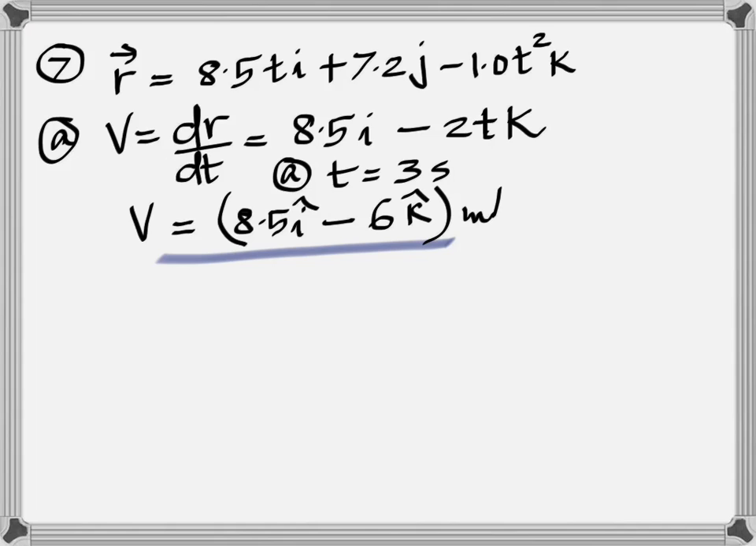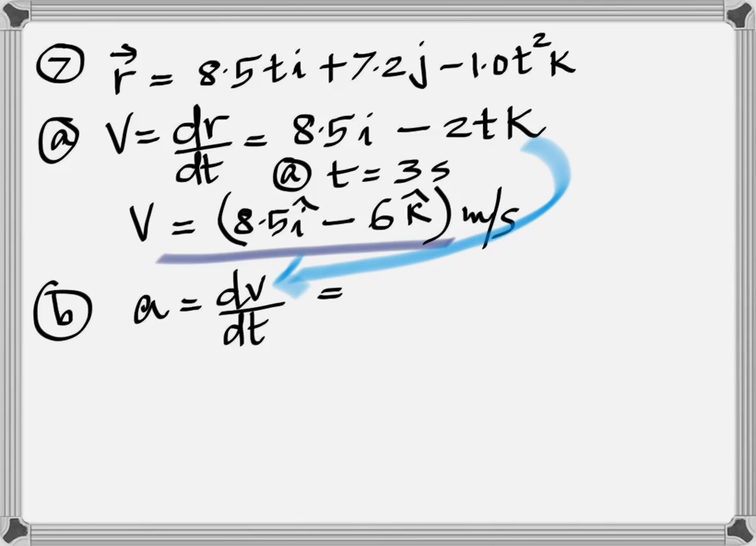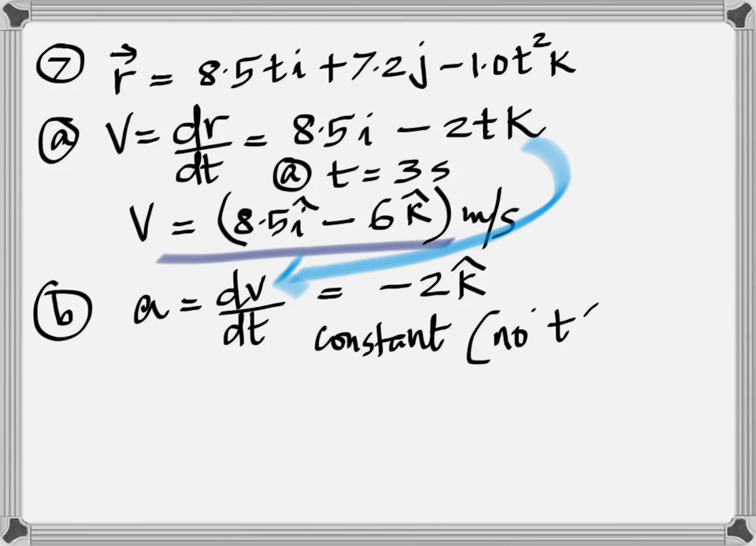the velocity. Now to get the acceleration, you got to differentiate this with respect to time one more time. And only the k quantity has time in it, and when you differentiate that, you get negative 2k, which is a constant. And that means at 3 seconds or at any time, the acceleration is just going to be negative 2k.